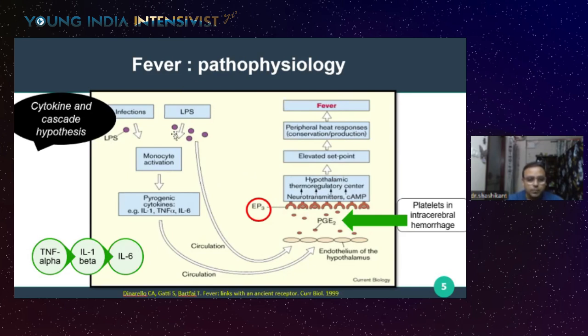So this is the cytokine hypothesis, and in addition there is a cascade hypothesis also. That is, there is a sequence of cytokines which are produced: TNF alpha, which induces the production of IL-1 beta, and that in turn produces IL-6. So this is the sequence of cytokines that finally acts on the endothelium of the hypothalamus and the upstream pathway. In addition, patients who have intracranial hemorrhage or intracranial injuries can also produce fever because of release of prostaglandin E2 from activated platelets.